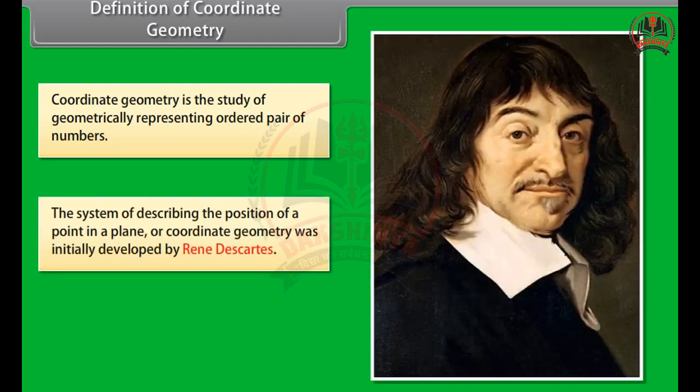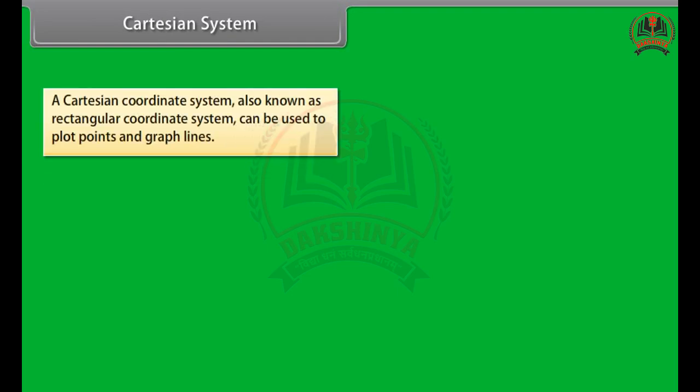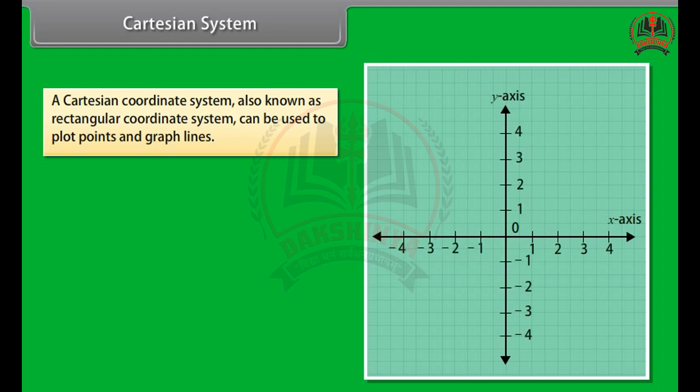Definition of coordinate geometry. Coordinate geometry is the study of geometrically representing ordered pair of numbers. The system of describing the position of a point in a plane or coordinate geometry was initially developed by René Descartes. This system is often called Cartesian system. Cartesian system. A Cartesian coordinate system, also known as rectangular coordinate system, can be used to plot points and graph lines. It is basically a set of two number lines, the x-axis and the y-axis.